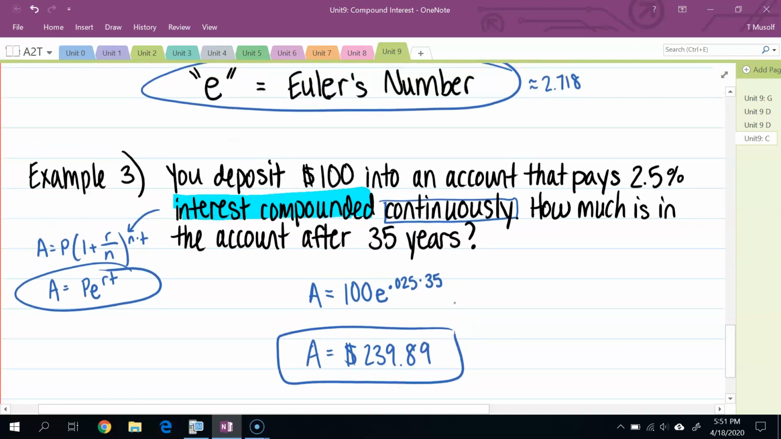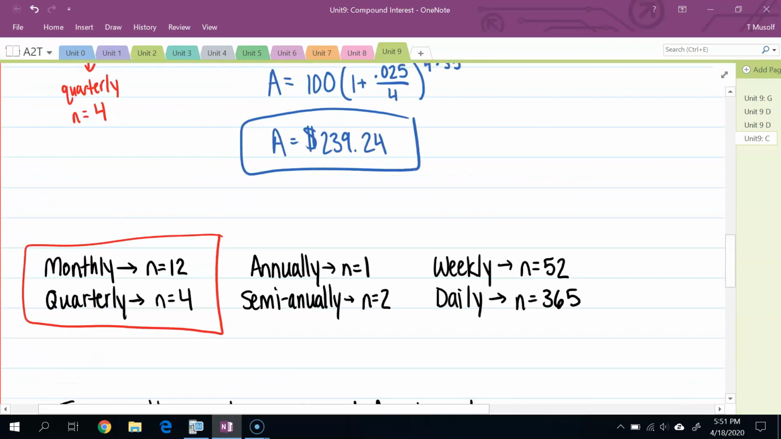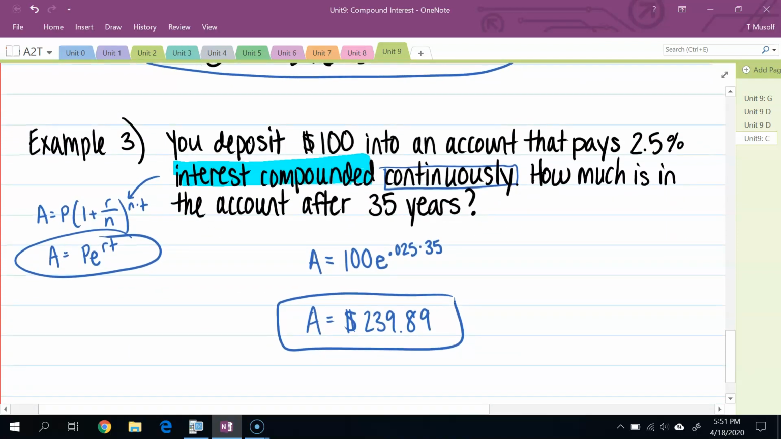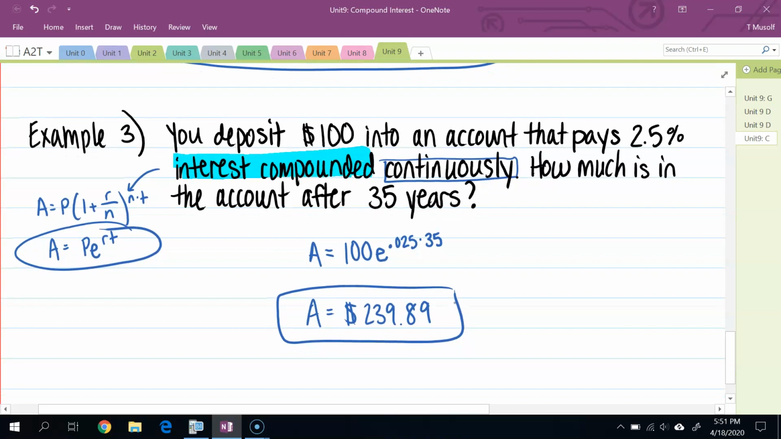Okay, if you look back at the previous example, it's only about 65 cents off, right? So it's really not that much more, but if it was more money or interest was higher, right, those are the kinds of things that could make it more significant. So continuously is still going to give you that bigger number.